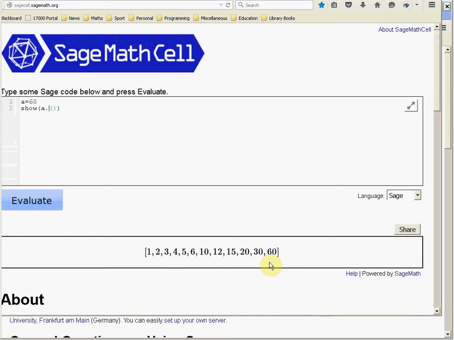So that's one of the methods. Another method might be factor a. So factorize a, and there's a expressed as a product of prime numbers, 2 squared times 3 times 5, and so on. There are so many more methods and functions that you can use, and there's lots of other things that Sage can do, but that's probably a good introduction. So I will leave it there.